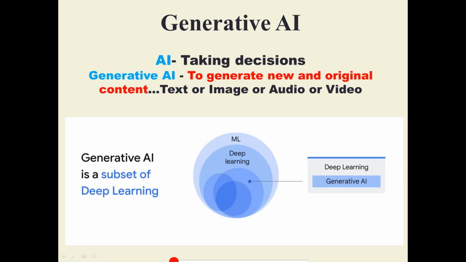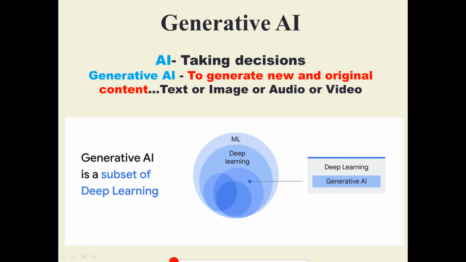Hi guys, today I'm going to show you how to design a generative AI model like ChatGPT with custom data. Before that, I will tell you the difference between AI and generative AI. AI is artificial intelligence, which is used for taking decisions like yes or no, or for prediction. Those kinds of things can be done by artificial intelligence.